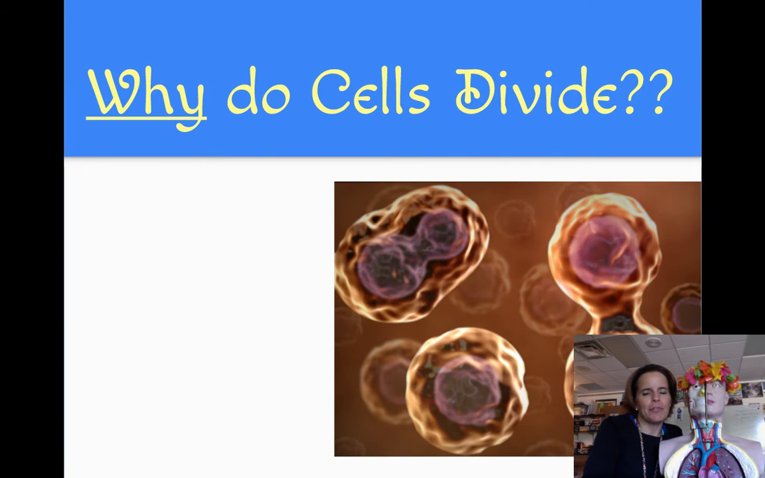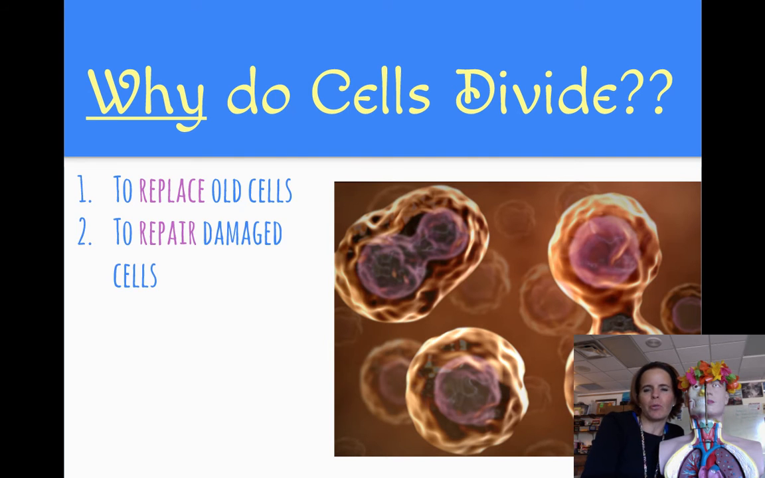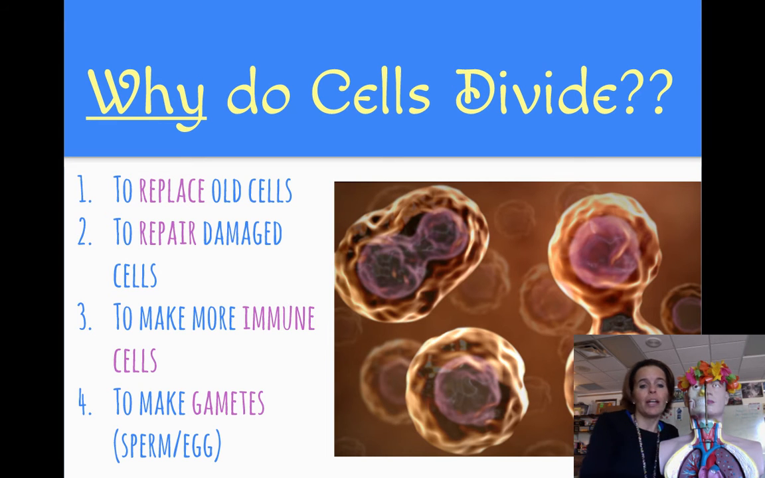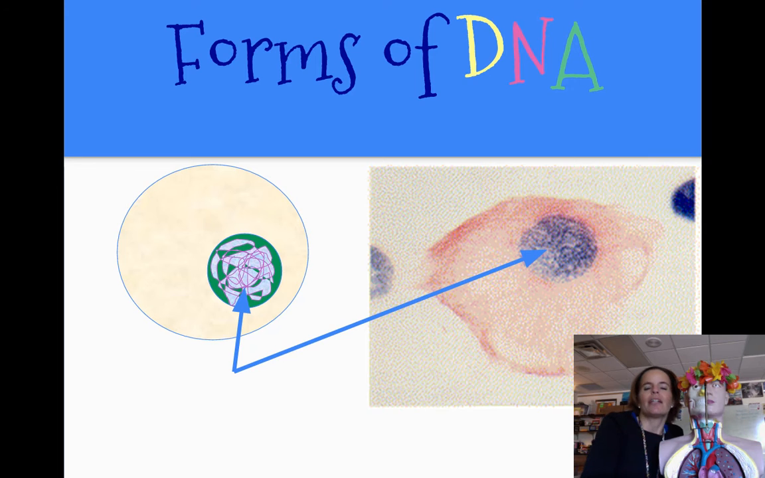Okay, first of all, why do cells divide? There are four main reasons that I want you to know. First of all, to replace old cells or injured cells, to repair damaged cells, to make more immune cells, or so that something can grow, and to make gametes, or your sperm or egg. That's why cells have to divide.